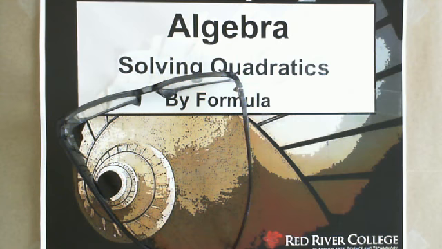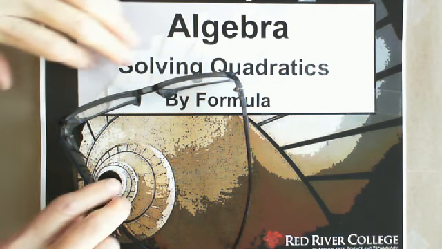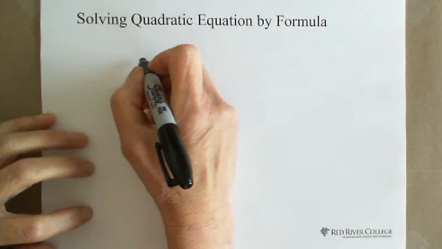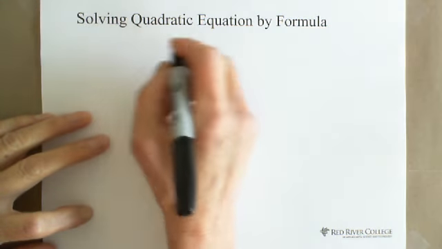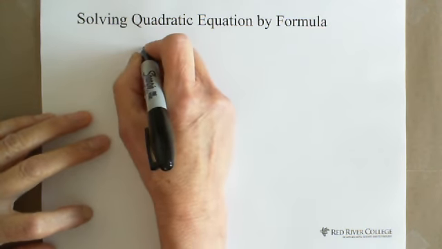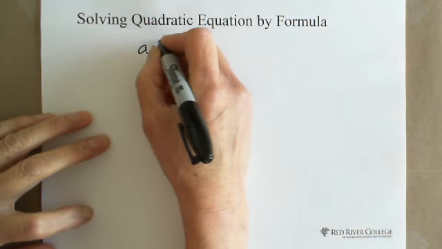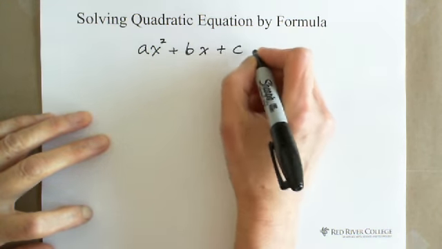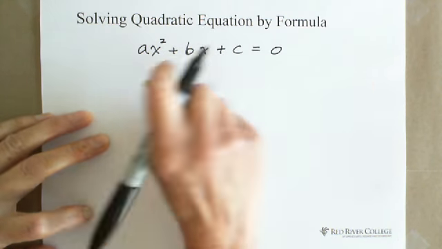Solving quadratics by formula. The quadratic formula is x equals... For standard form, we have ax squared plus bx plus c equals 0. This is standard form.